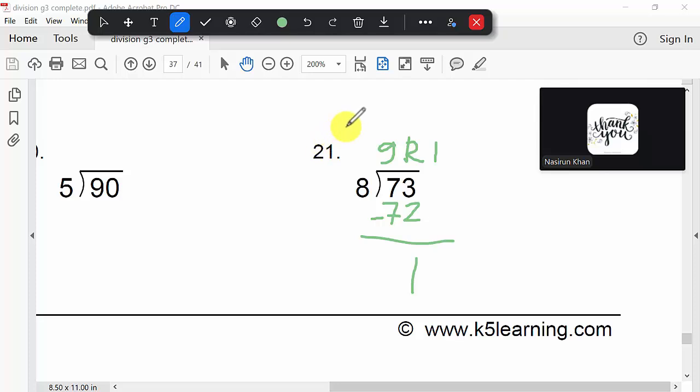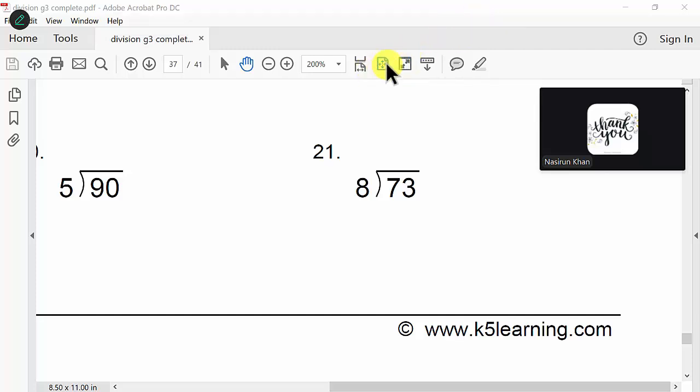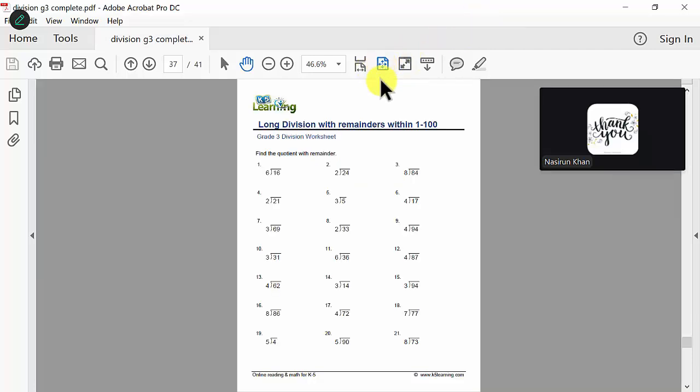Okay, so that's all for division. I think that's very easy. If you don't understand, you can ask in the comment. Okay, so this one is from this grade 3 division worksheet. Okay, quite easy.